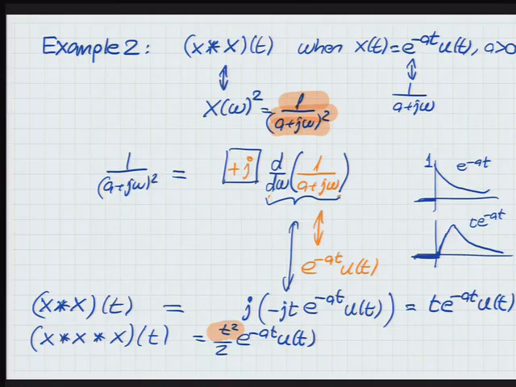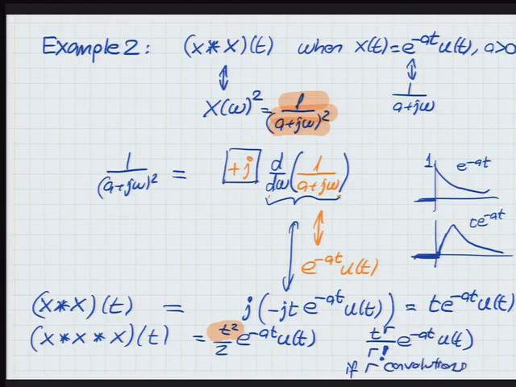Okay? In fact, if you do this r times, you're going to have t to the r by r, what do you call this, factorial? It's the factorial, it's not like an exclamation. E to the negative t, alright? If r convolutions take place. Alright, so we couldn't do the partial fraction expansion, but the derivative property came to our rescue.